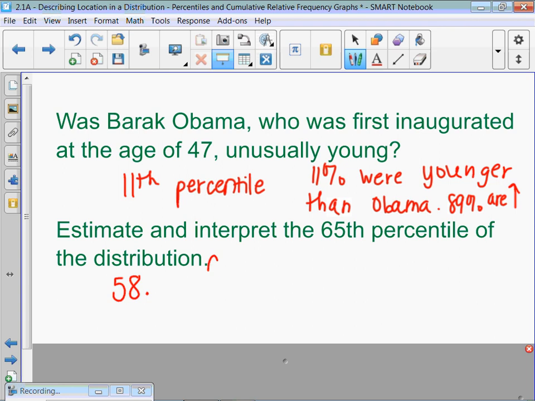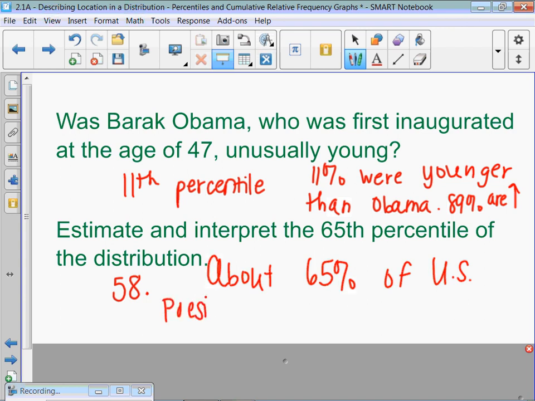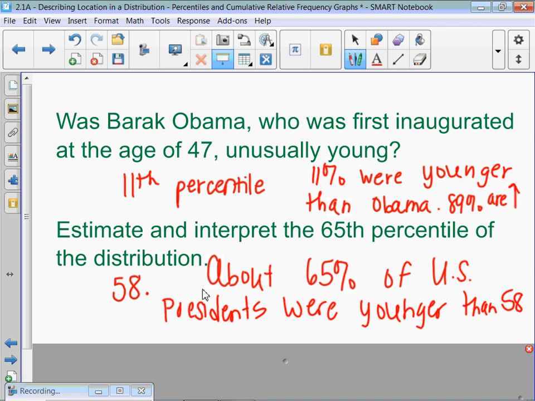What does that mean? About 65% of U.S. presidents were younger than 58 when they took office.